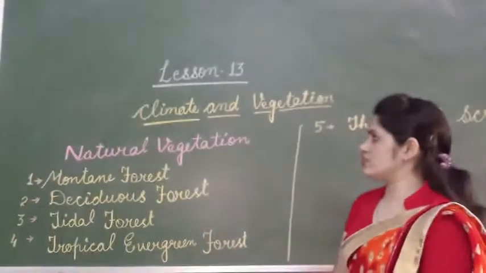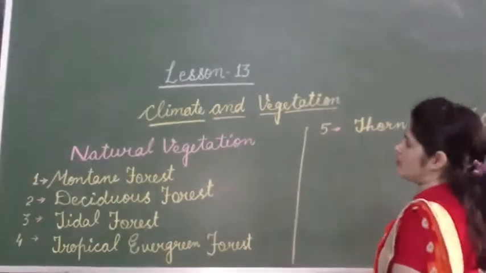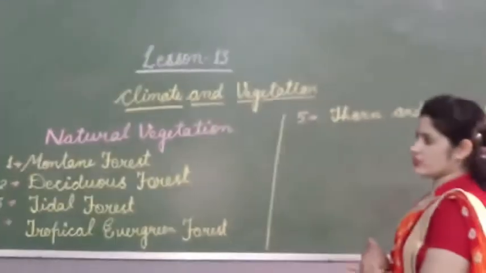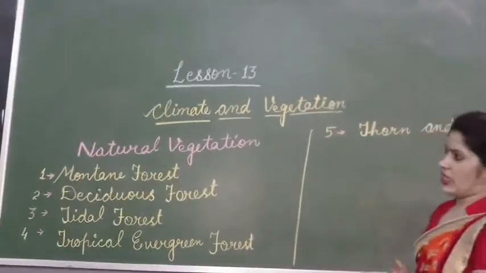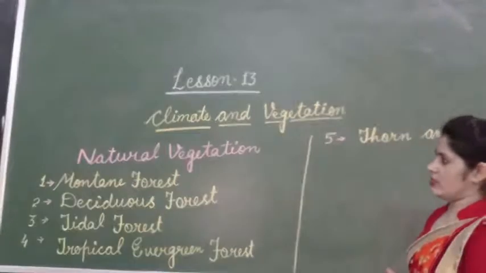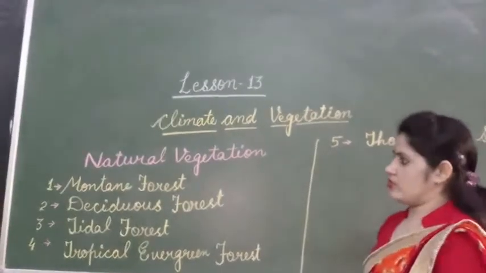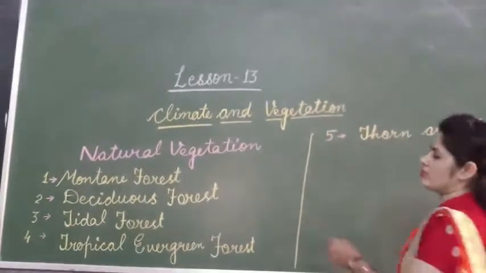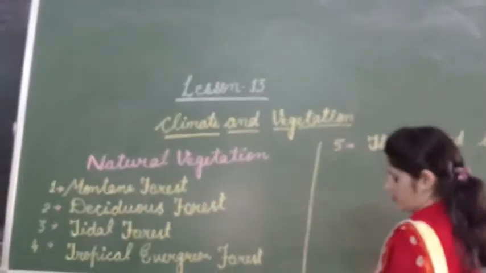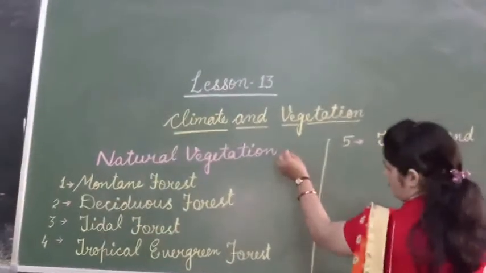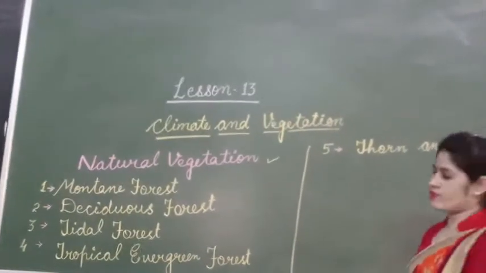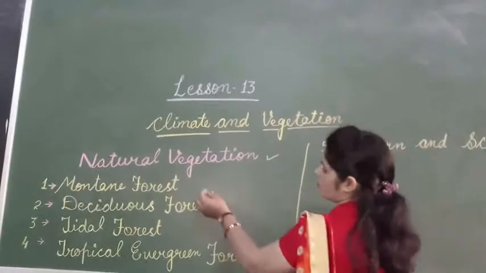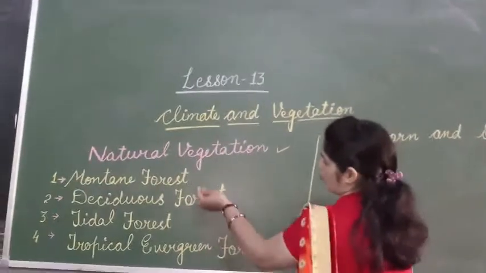Today we will continue the same lesson number 30, climate and vegetation. In the previous video I taught you about the climate, arid and semi-arid climates. Today we will learn about natural vegetation, which type of vegetation is found where, due to the difference in climate. So first we will learn about mountain forest.